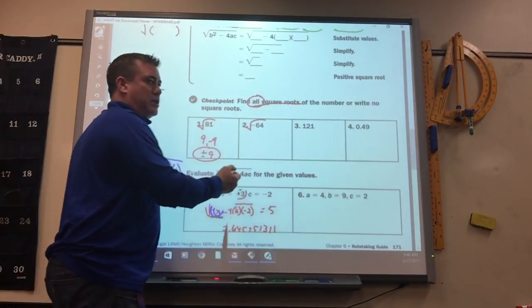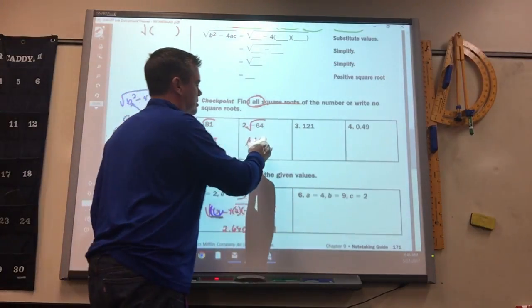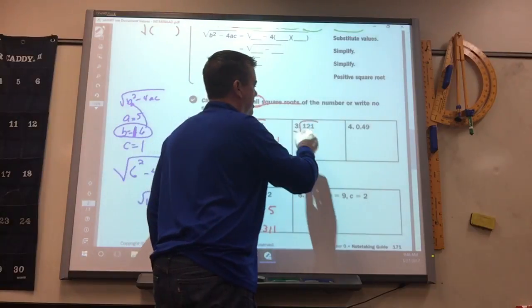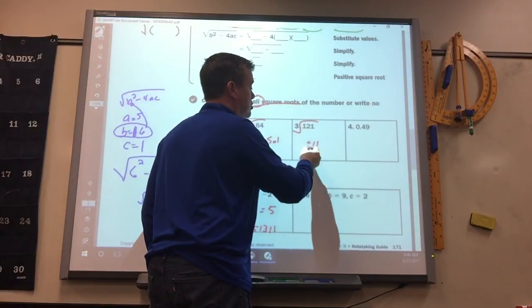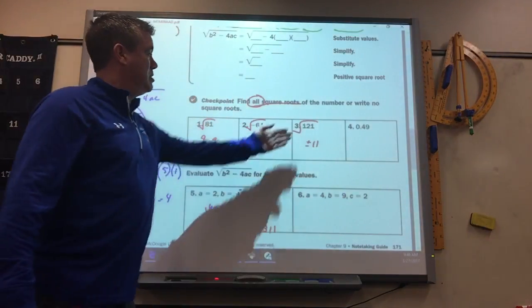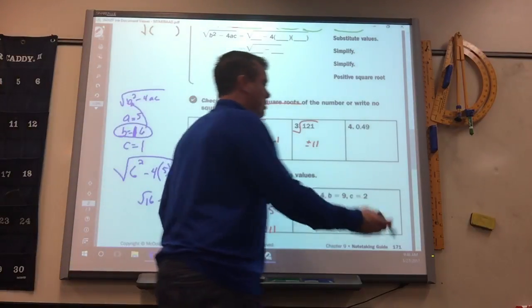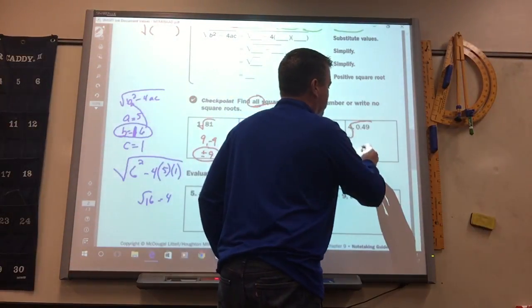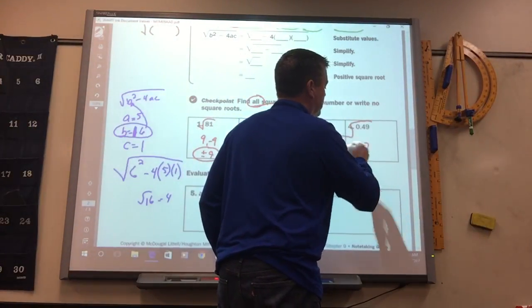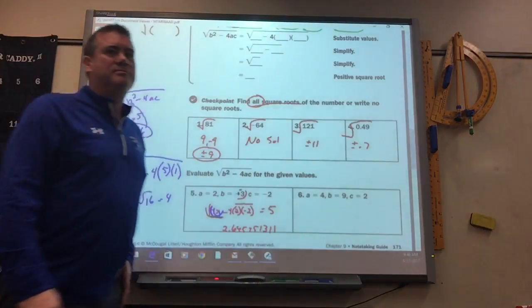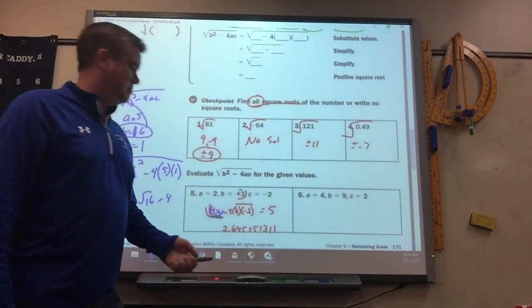If you square root this, what do you get? No solution. Square root this, you get 11. So just put that, you could also get negative, plus or minus 11. You can square root decimals, that would be 0.7, and it's plus or minus. Okay.